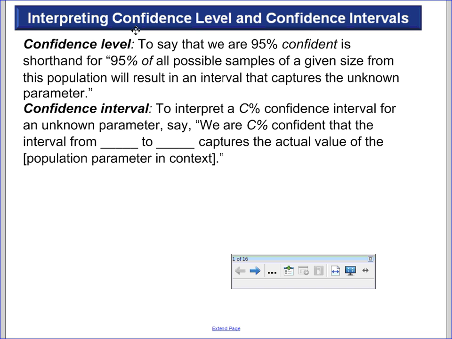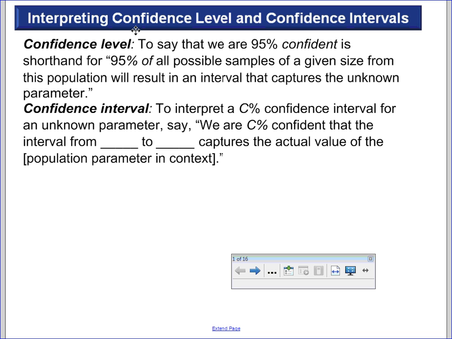So, we talked about this last class, the difference between a confidence level and the confidence interval. The confidence level is, we are 95% confident is shorthand for 95% of all possible samples of a given size from this population will result in an interval that captures the unknown parameter.